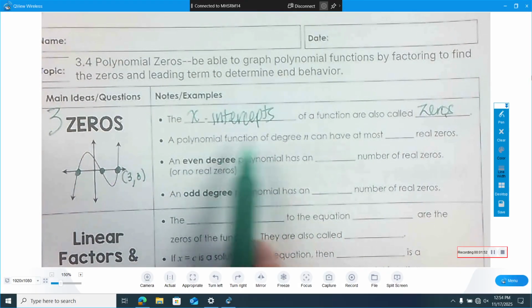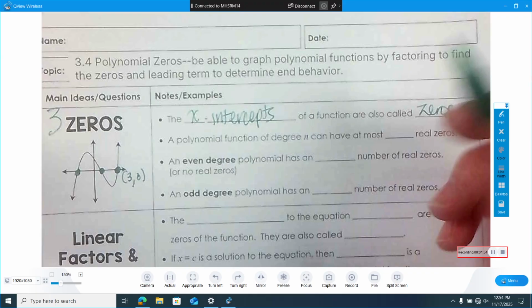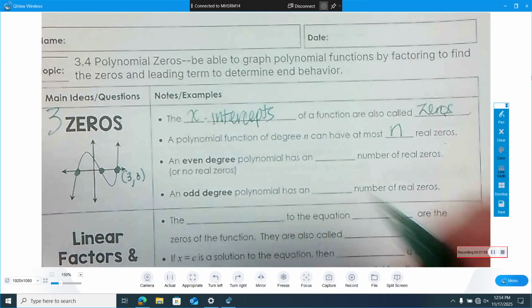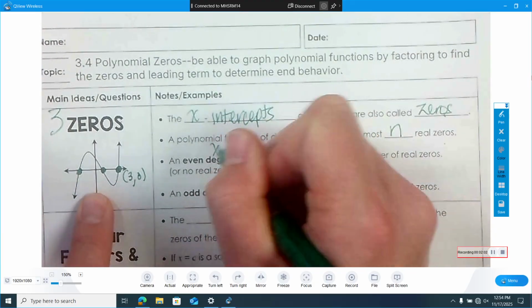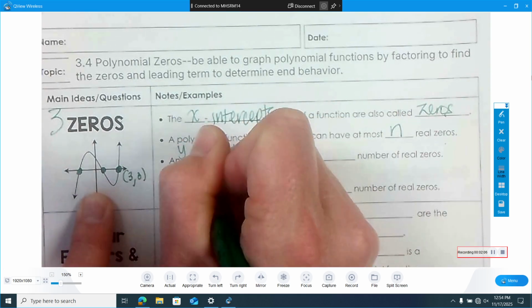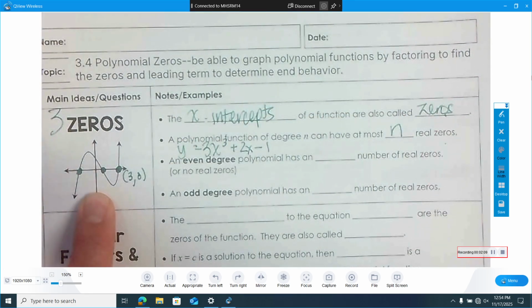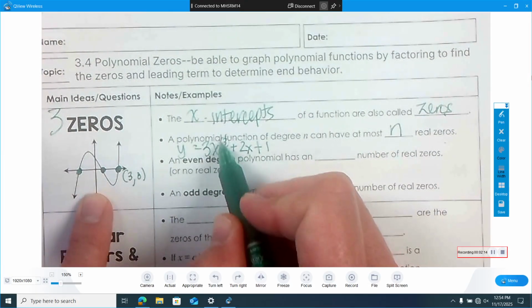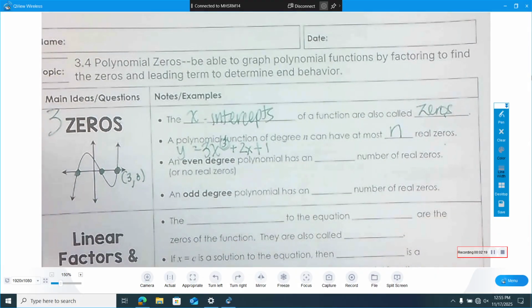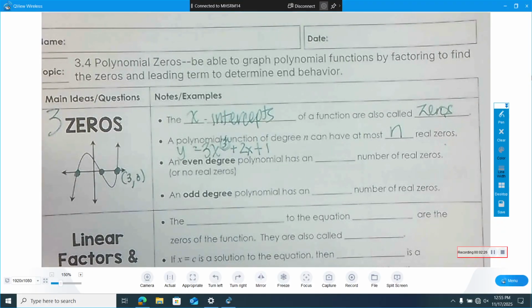A polynomial function of degree n can have at most n real zeros. If I have a polynomial function like this one, which might be 3x cubed plus 2x minus 1, maybe this is this graph, I don't really know. Maybe plus 1 is more realistic. Because it has a power of 3, it will have at most 3 zeros, okay? At the very most. Whatever that highest power is, that's how many zeros we could have.